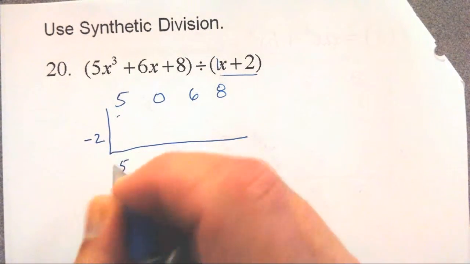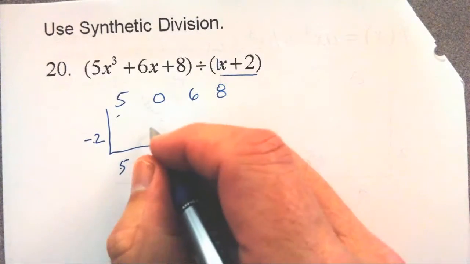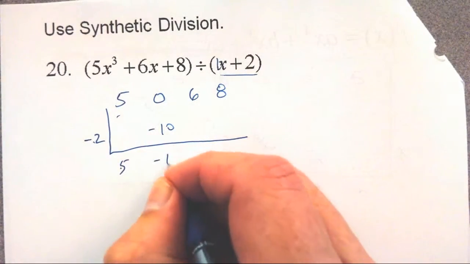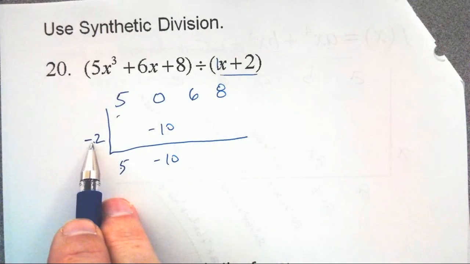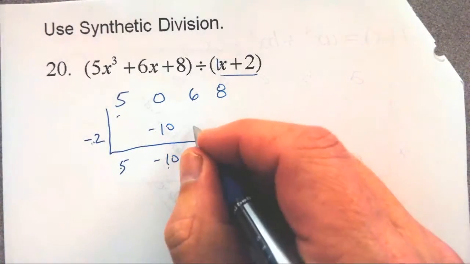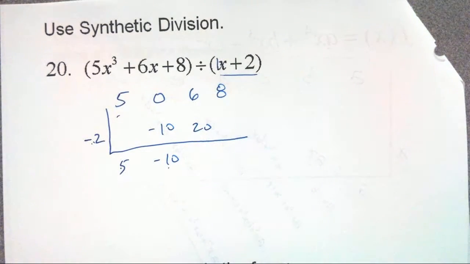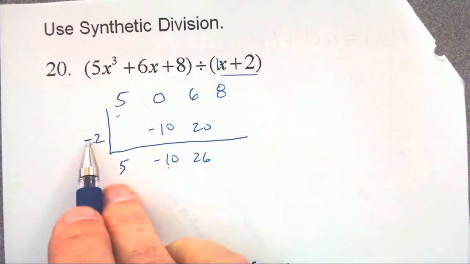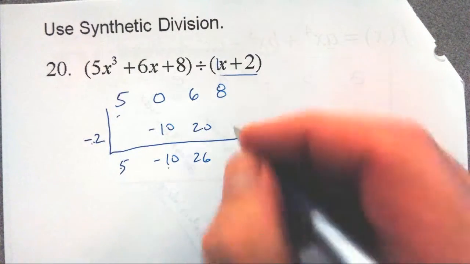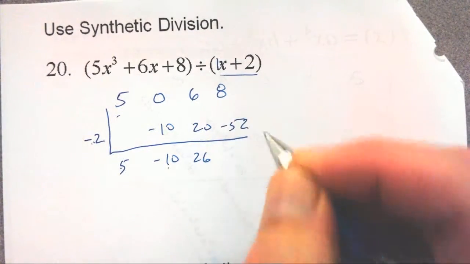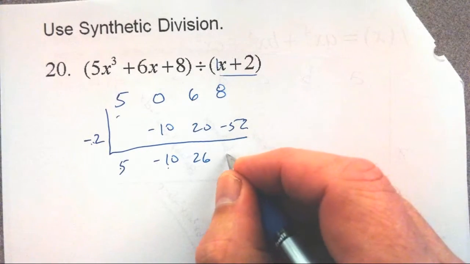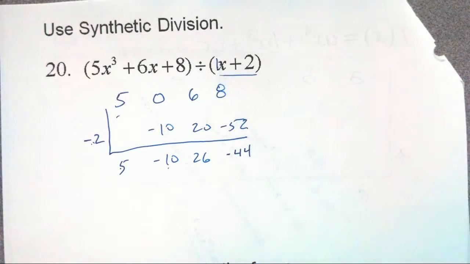I bring down the 5, I multiply, 0 plus -10, -10, -2 times -10, 20, 6 plus 20, 26, times -2, -52, and 8 and -52 is -44.